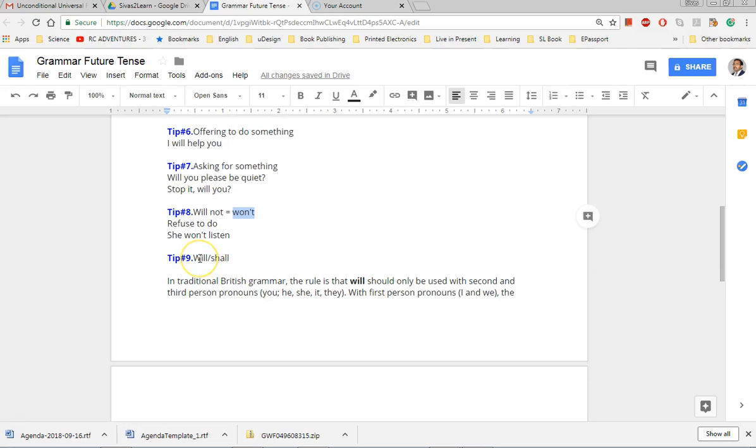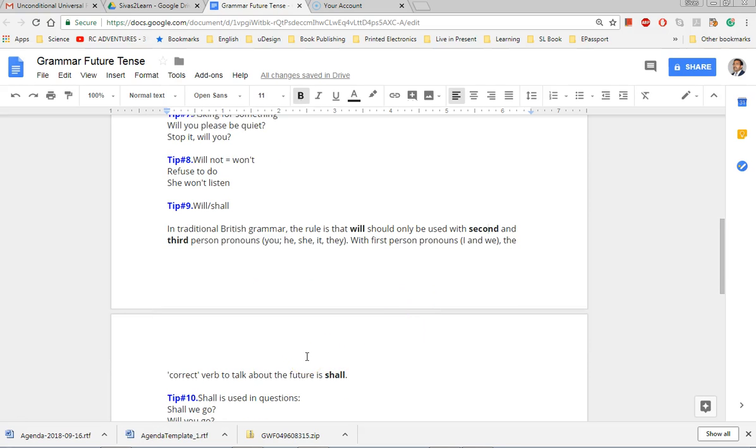There's a confusion, actually, about the way they use will and shall. In traditional grammar, will should be used with second and third person. You must know first person, second person, third person. First person means I, we. Second person means you. Third person means they, she, he, it, right? So with the second and third person you have to use will. With the first person you have to use shall.